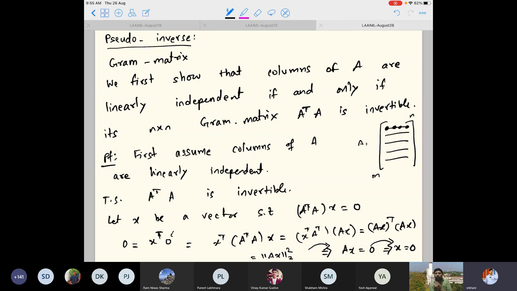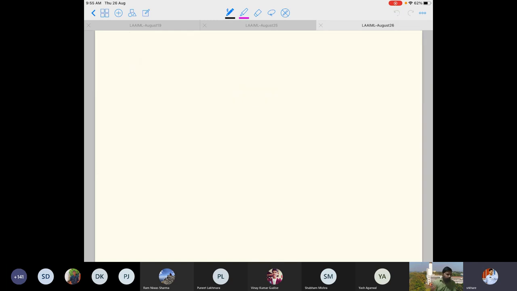One way implication is clear to all of you. If columns of A are linearly independent, then A transpose A is invertible, right? Now we prove the other way around. What is the other way around? Okay, let me write this down.